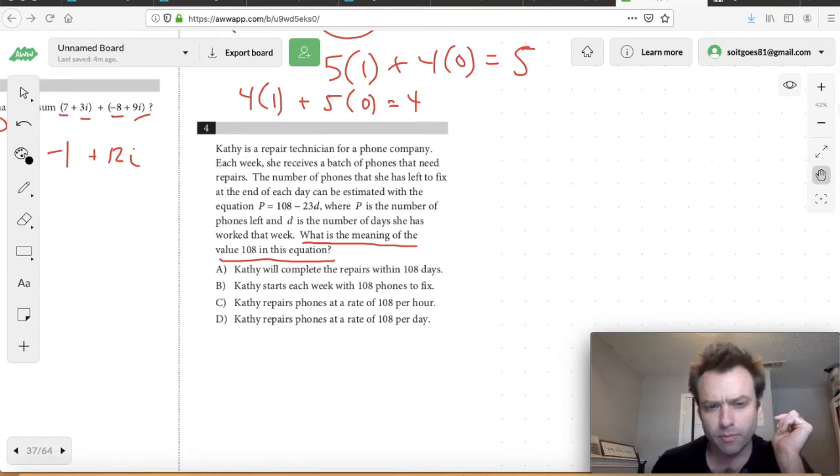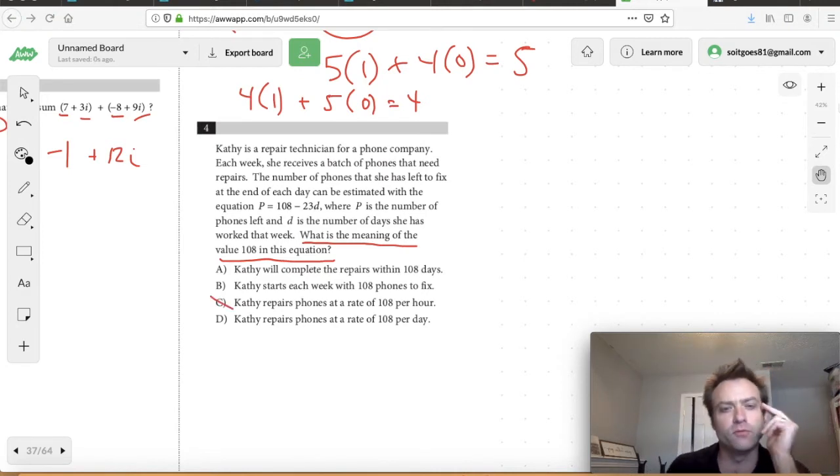Answer choice C. Kathy repairs phones at a rate of 108 per hour. Okay, think about that for just a minute. 108 phones in an hour. Okay, so we're talking about more than a phone per minute, almost 2 phones per minute, right? It's like a phone every 35 seconds she's fixing. That sounds pretty crazy. I just don't think that would work in the real world. I can eliminate answer choice C pretty easily.